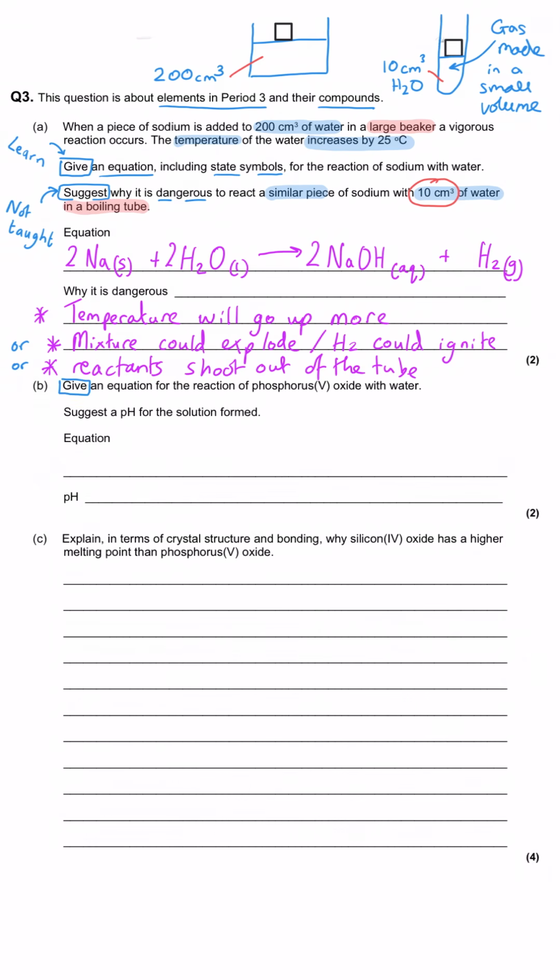Part B. Give an equation for the reaction of phosphorus(V) oxide with water and suggest a pH for the solution that's formed. Phosphorus(V) oxide is named for the oxidation state of the phosphorus in the oxide. And so the formula is P4O10, because each oxygen has an oxidation state of -2, so that means -20 for all of them is being balanced by 4 lots of +5.